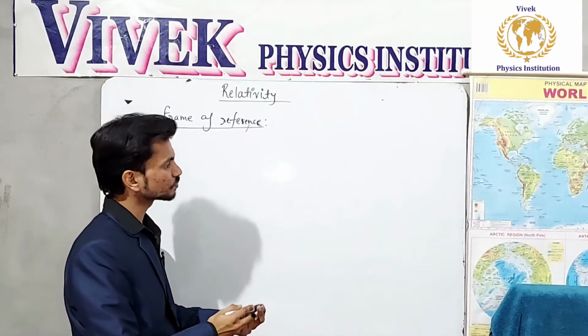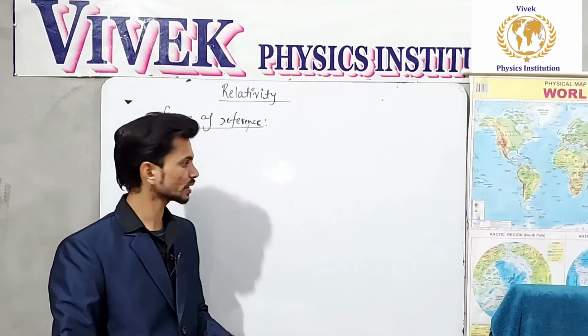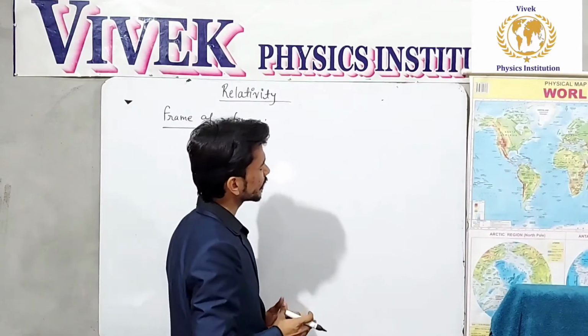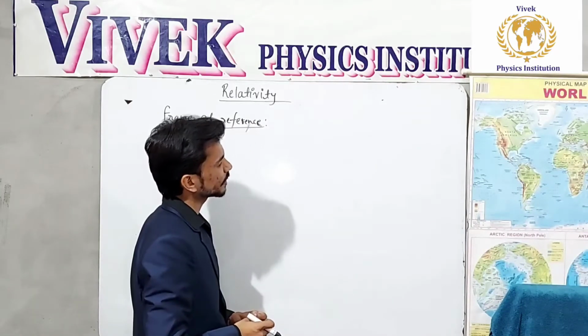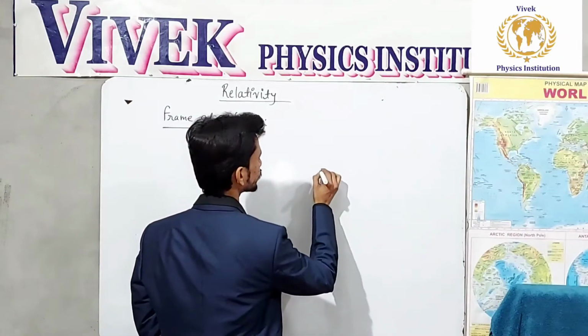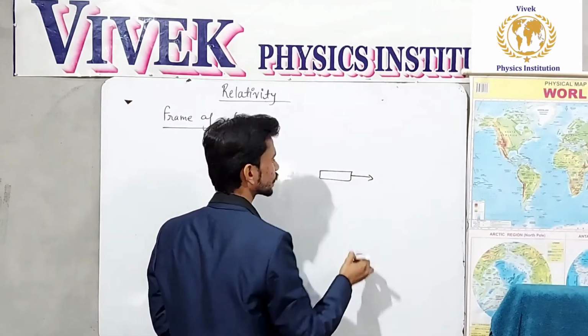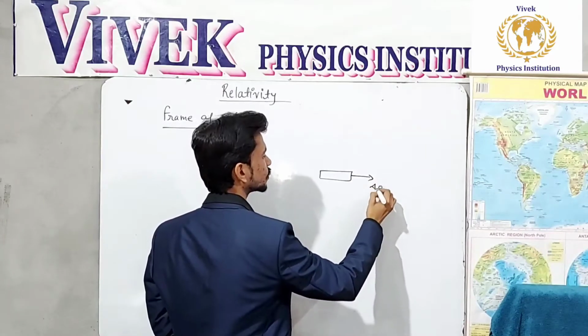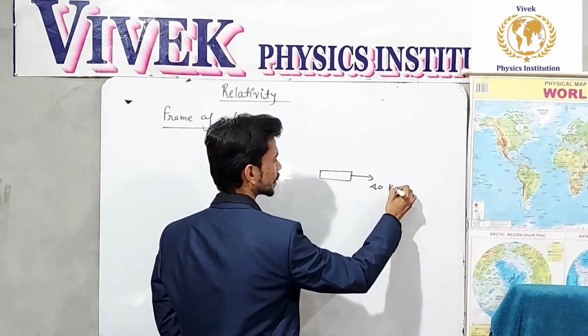Let us consider an event. For example, I can take the example of a moving train. Let us consider this is the train which is moving in this direction with a speed of 40 km per hour.